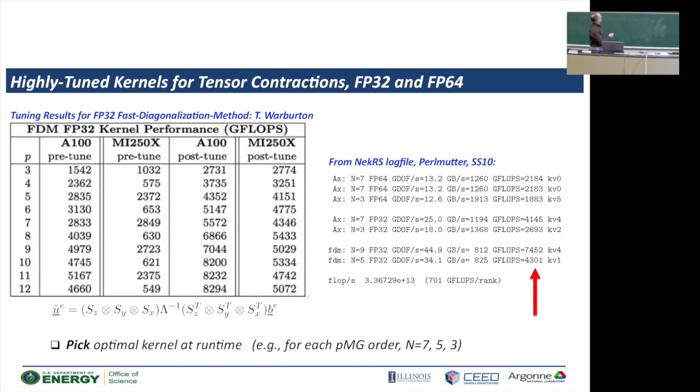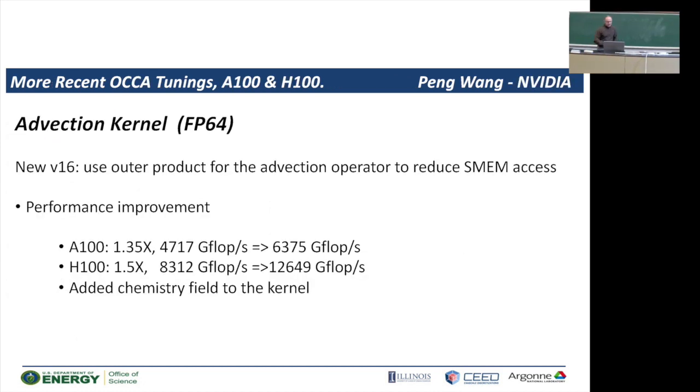Here are the convection kernels. These are FP64, they're a bit lower. This is on Perlmutter using SS10. Hang Wang at NVIDIA wrote some Akka code for us. He was obviously a very good CUDA programmer, but he could understand Akka. And he boosted the advection kernel on the A100 from 4.7 to 6.3 teraflops. And for the H100, an impressive 12 teraflops, although we don't have any H100s.